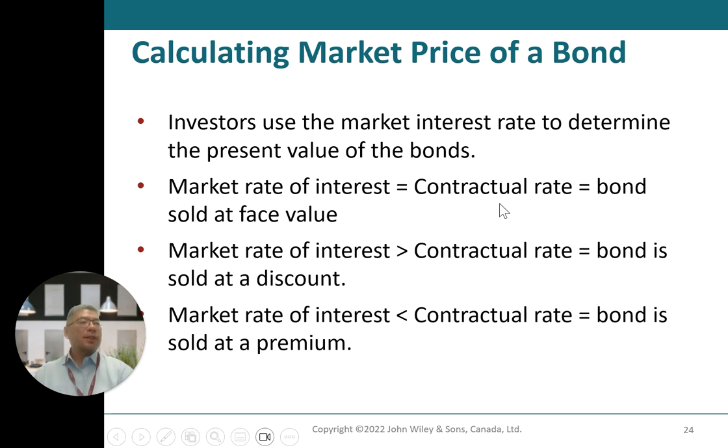If the market interest rate is equal to the contractual rate of the bond, it's sold at face value. If the market interest rate is higher than the contractual rate of the bond, the bond is sold at a discount. For example, your bond is 10%, the market rate is 12%, then your bond will be at a discount. If the market rate is less than the contractual rate, the bond is sold at a premium. For example, your bond is at 10%, the market rate is about 5%, then your bond is sold at a premium because the bond is worth more. It has an inverse relationship between the market rate and the bond price.